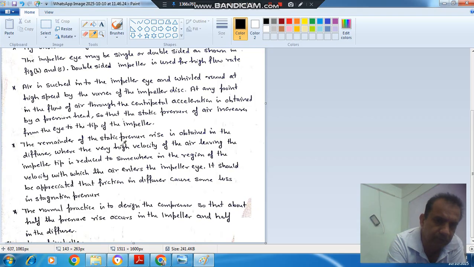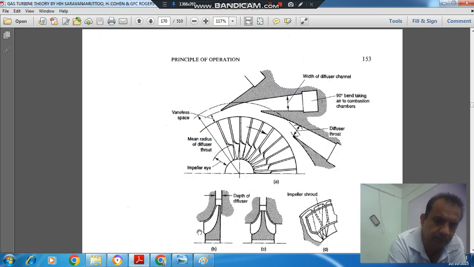The remainder of the static pressure rise is obtained in the diffuser, where the very high velocity of air leaving the impeller tip is reduced to somewhere in the region of the velocity with which the air enters the impeller. So the air is entering the impeller eye with some velocity, and the leaving velocity is also about the same as it is reduced by the diffuser. So here the velocity increases and then it decreases and comes to a value near the entrance velocity.